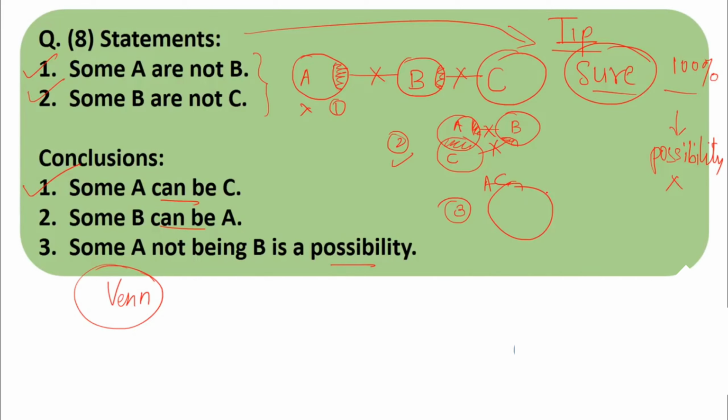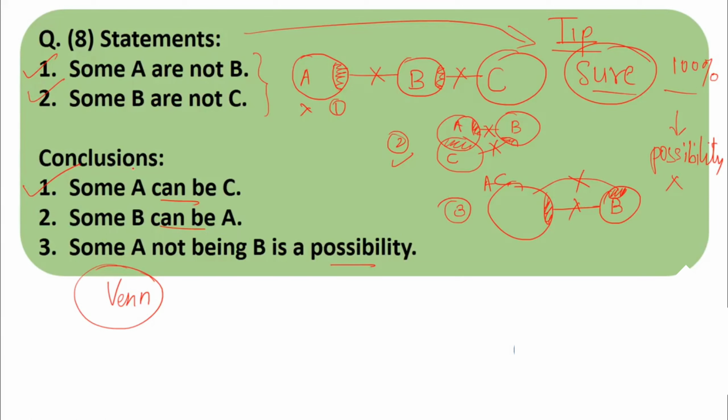Some A are not B. Some B are not C. Okay. Again, over here, logically, this is a correct Venn diagram. We can use it.